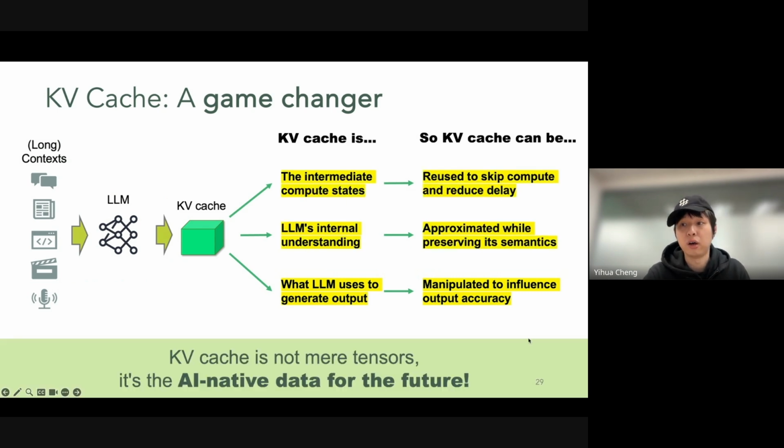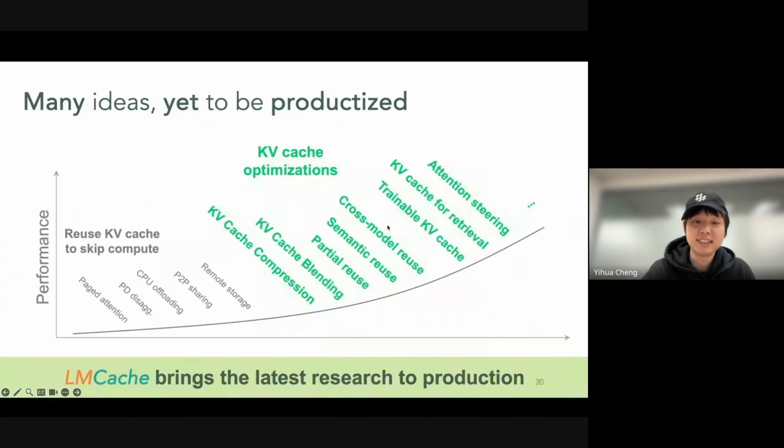So our perception about KV cache is that it's not just tensors, it's not just cacheable items, but it's actually the AI native data for the future, as long as the transformer is still prevalent. And there are actually a lot of ideas in the literature. The research community is going very, very fast.